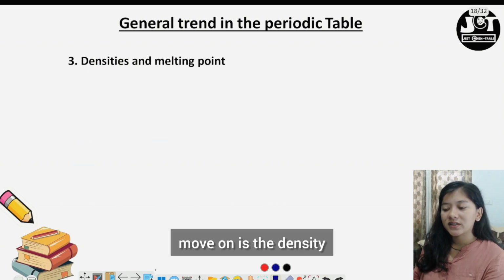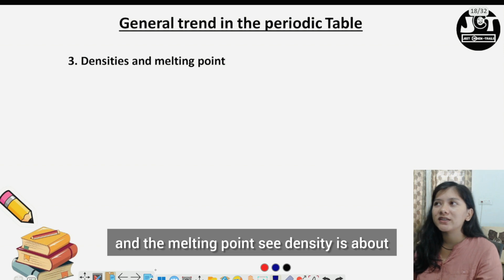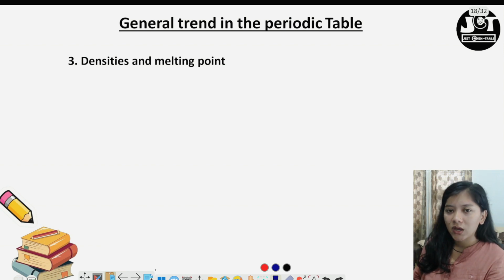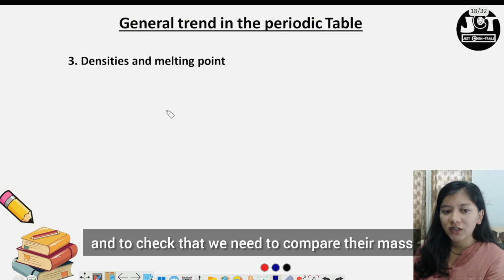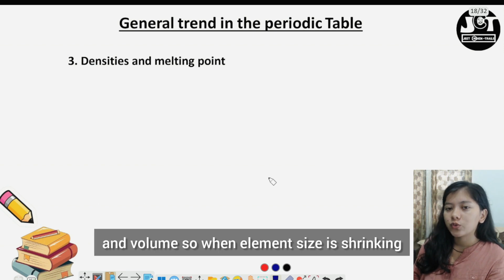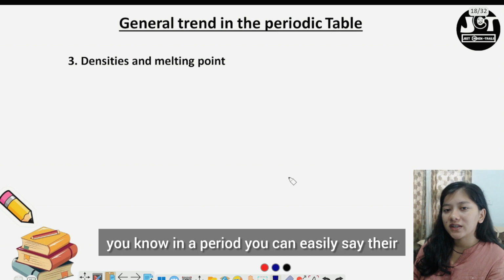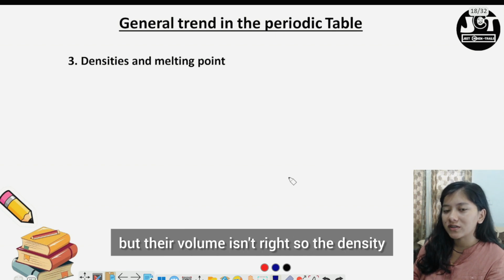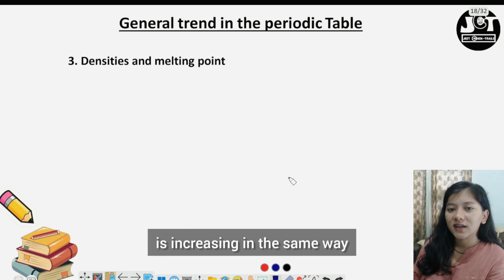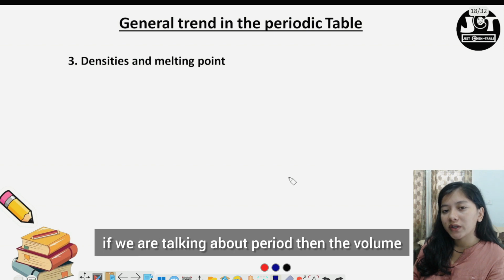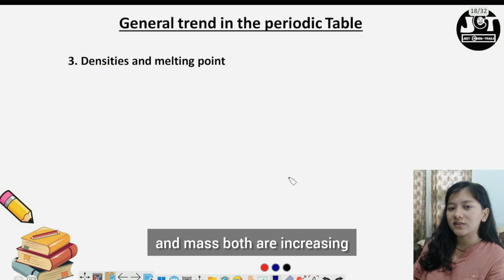Moving on to the density and the melting point. See, density is mass by volume, and to check that we need to compare their mass and volume. So when the element size is shrinking in a period, you can easily say their mass is increasing but their volume isn't, right? So the density is increasing. In the same way, if we are talking about a group, then the volume and mass are both increasing.